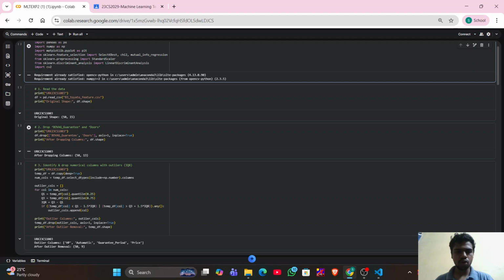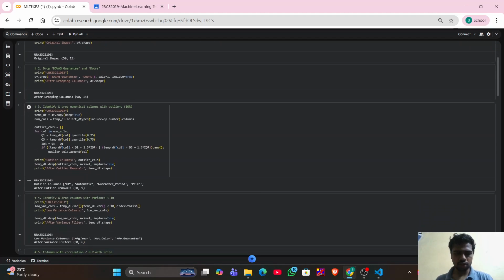And then for question 2, we are dropping the Bovag guarantee and doors columns. The reason is that these features may not contribute significantly to what we are trying to do, or they may not be required for further analysis. After dropping, we print the new shape to confirm column reduction.